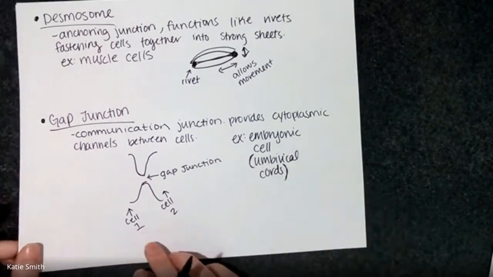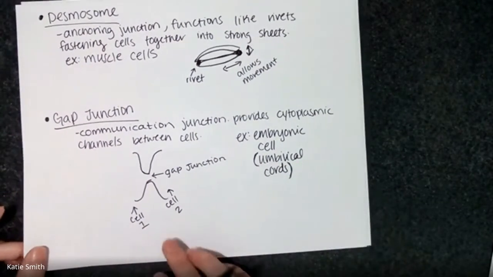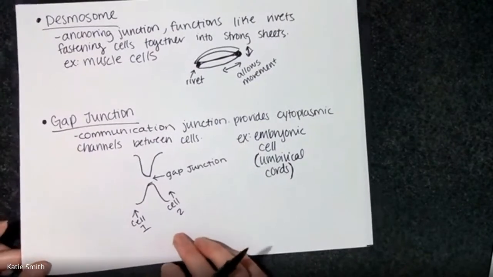Okay. Does anyone have any questions over the 4 different types of cell junctions? No? I feel like it's about to be a lot more complicated. No. It's really not. Membrane transport's actually really easy to think about. Okay.